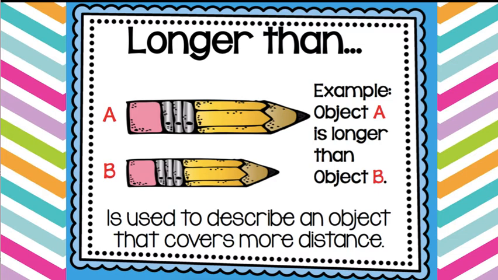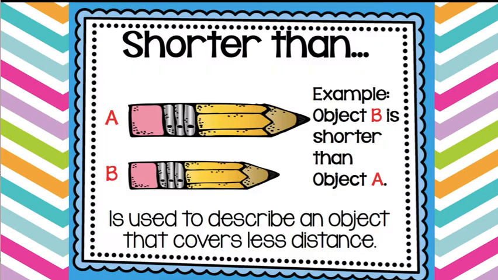And remember, longer is what we use to describe length from side to side. Longer than is used to describe an object that covers more distance. So pencil A is longer than pencil B. And similarly, shorter than is used to describe an object that covers less distance side to side. So pencil B is shorter than pencil A.